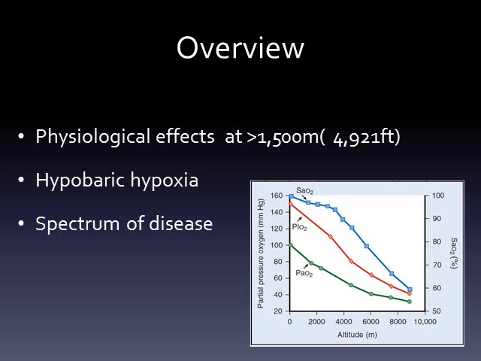Increasing altitude results in decreasing inspired partial pressure of oxygen, or PiO2, the red line, arterial PaO2, green line, and arterial oxygen saturation, SaO2, the blue line. Note that the difference between PiO2 and PaO2 narrows at high altitude because of increased ventilation. Also note that SaO2 is well maintained while awake until over 3,000 meters, or around 10,000 feet.